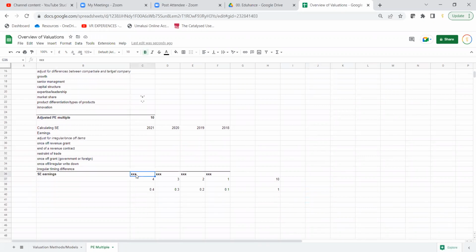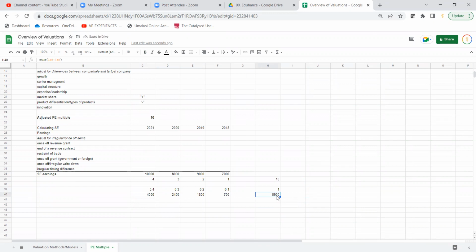They just make up a number. I'm just going to make up numbers now. 10,000, 8,000, 9,000, 7,000. So there you can see it's irregular. So the weighting would be as follows. It's going to be 10,000 times that weighting. It's going to be 8,000 times that weighting and so forth. So when we add up, the sustainable earnings figure would be 8,900 Rand.